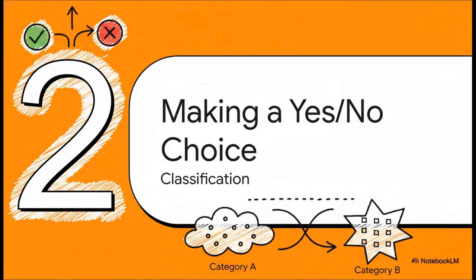All right, so predicting a number. Check. We've got that. But what happens when the answer isn't a number at all? What if it's just a category? Like a simple yes or a no? This is a whole different type of problem, and it's called classification.